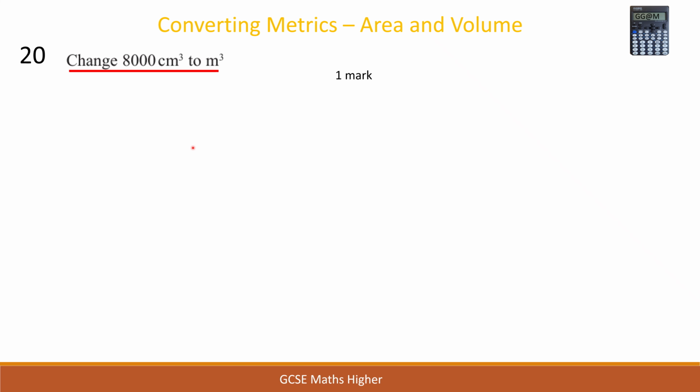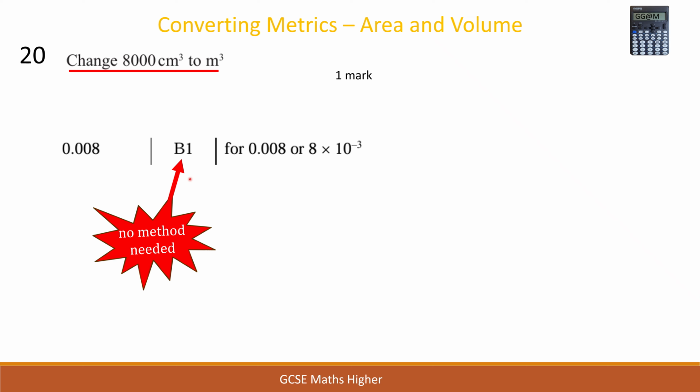So you need to think about your little unit square. If you've got a unit square where you've got 1 meter across and 1 meter up, 1 meter is the same as 100 centimeters. So the area of that square is 100 times 100. And if you make that square into a cube, you've got 100 times 100 times 100 to work out the volume of that cube, which means 1 metre cubed is equivalent to 100 times 100 times 100, which is a million. So to convert this, we need to divide by that million, and that will give you the answer of 0.08, and B1 is your method mark, which means no method needed. You can literally just write down the answer.